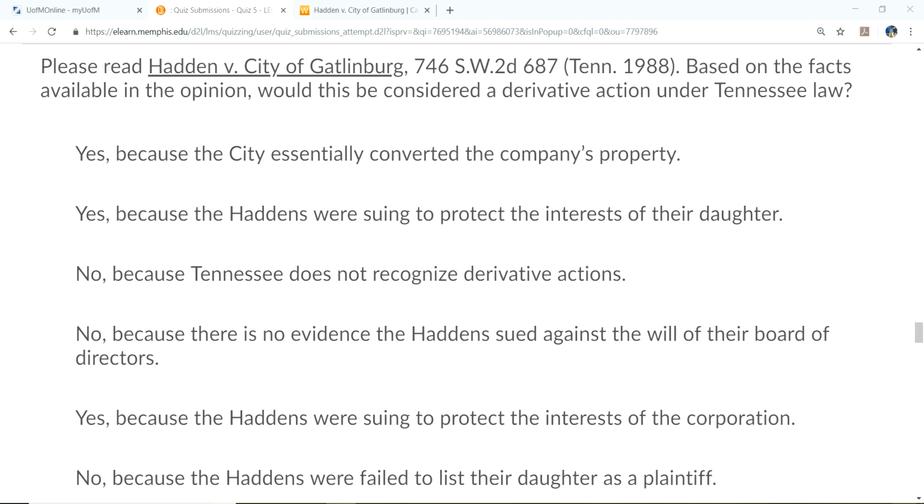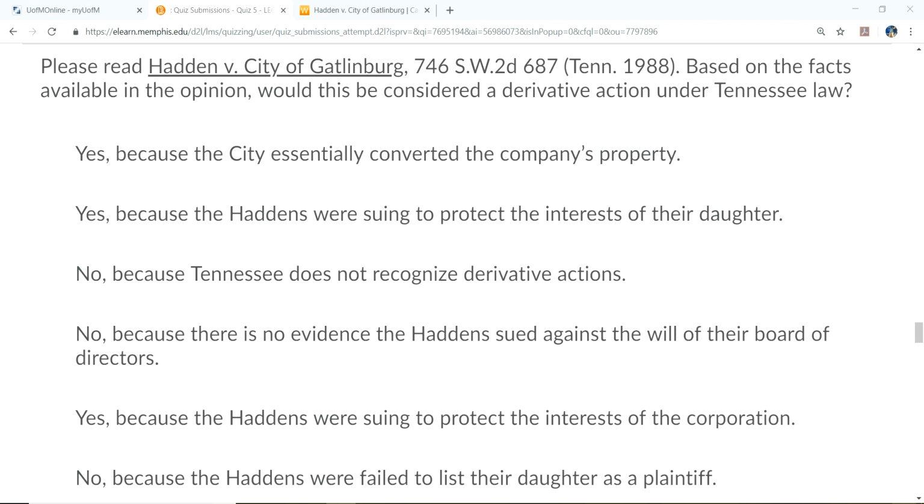The second answer that we could choose from is yes, because the Haydens were suing to protect the interests of the daughter. Well, actually, their daughter is a shareholder of the corporation, and so her interests are with the corporation. Her interests are to keep the corporation going and profitable. Well, it's actually an S corporation, so it's a nonprofit. I mean, her interests are actually being represented by the case that's before the court against the city of Gatlinburg here.